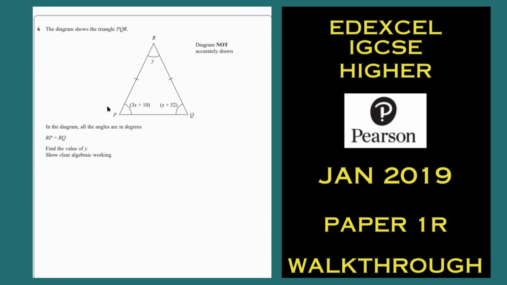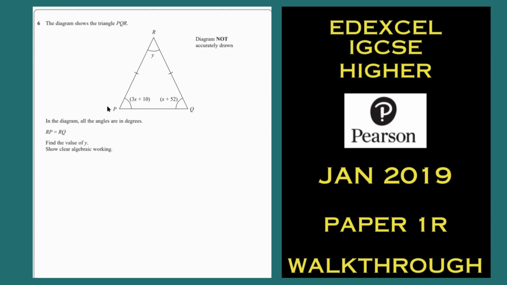Number 6. So whenever you see a question like this, just go back to basics. Think what you've seen in year 7. What do you know about an isosceles triangle? Base angles are the same. So we can make the statement that whatever 3x plus 10 is, it's the same as x plus 52. You've set your equation up. Now solve it. So take away x from both sides. Take away 10 from both sides.